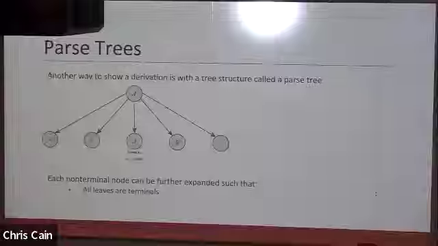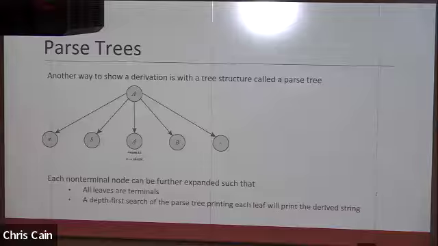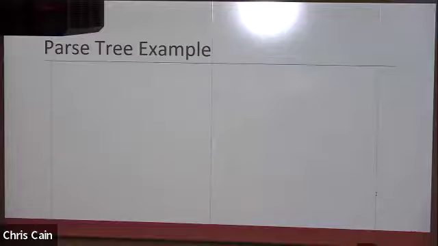The idea is that internal nodes are all non-terminals and leaves are all terminals. And then, as mentioned, a depth first search of that tree will print the derived string. Does it make sense as to why or how that is? I got one nod and a bunch of blank stares. I don't know what that means. That means we need an example. Excellent. Let's go do that.